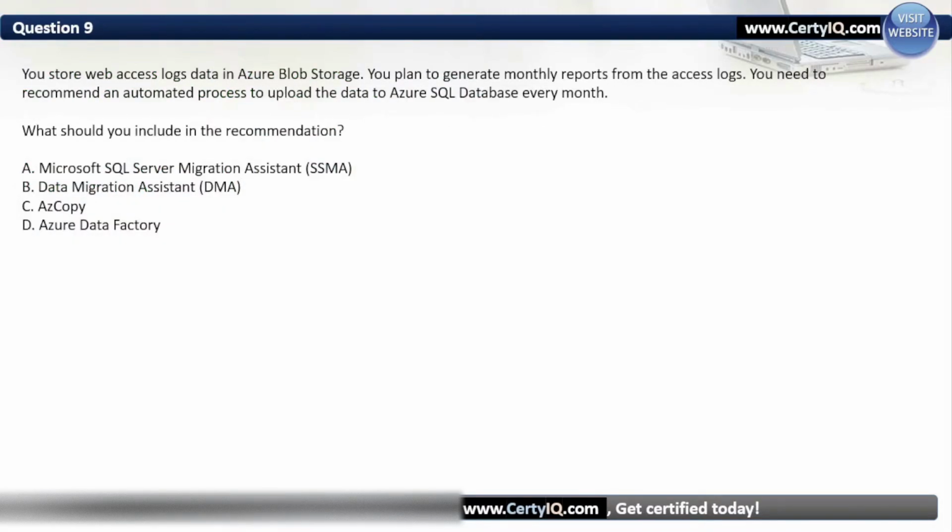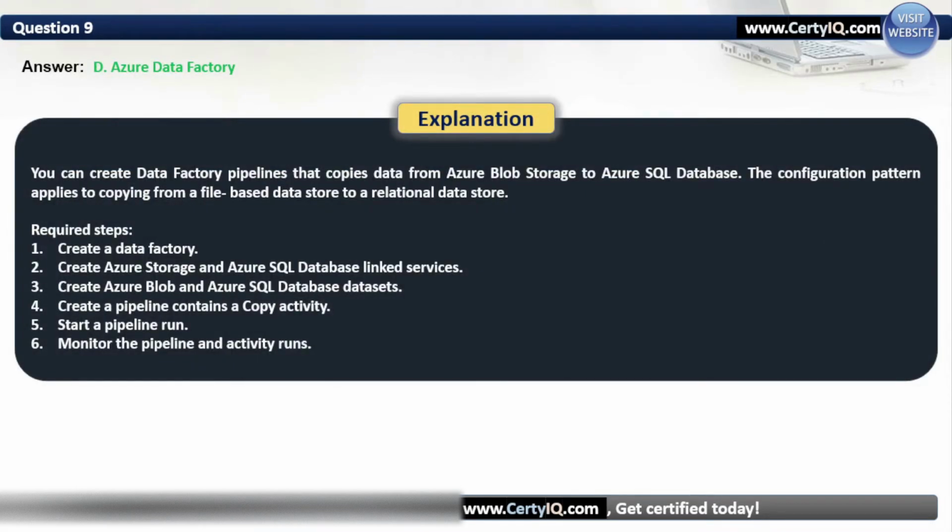Question 9. You store web access logs data in Azure Blob Storage. You plan to generate monthly reports from the access logs. You need to recommend an automated process to upload the data to Azure SQL database every month. What should you include in the recommendation? The correct option is D, Azure Data Factory. You can create data factory pipelines that copy data from Azure Blob Storage to Azure SQL database. The configuration pattern applies to copying from a file-based data store to a relational data store.